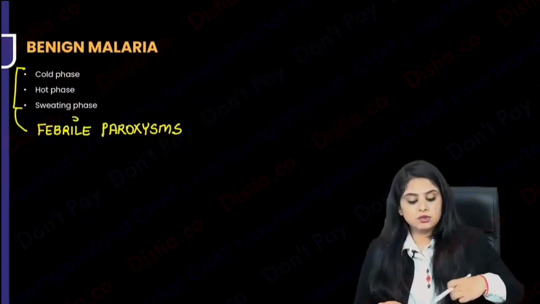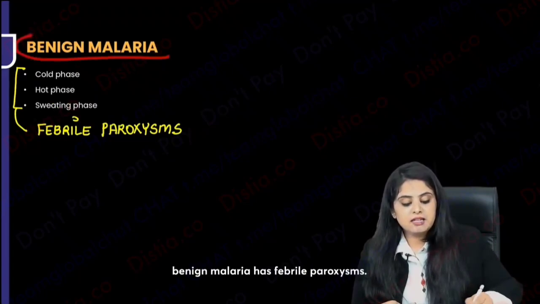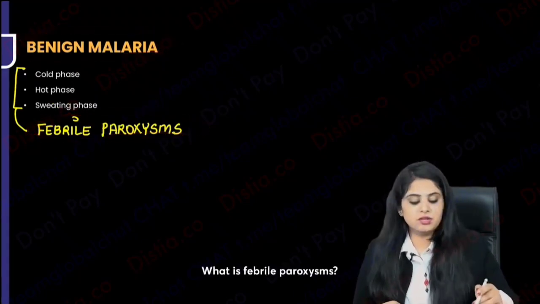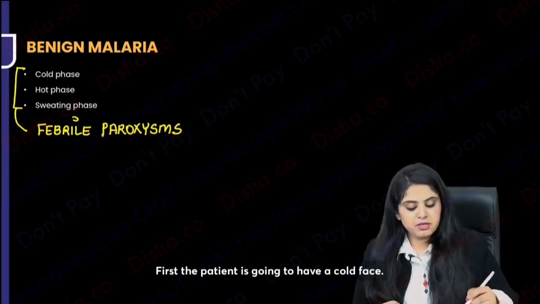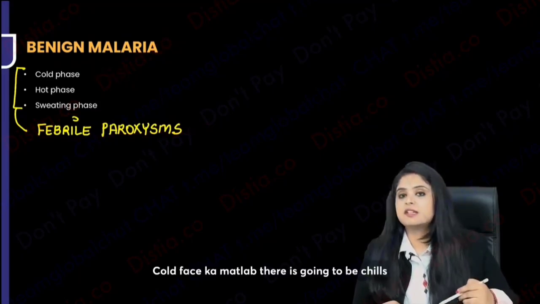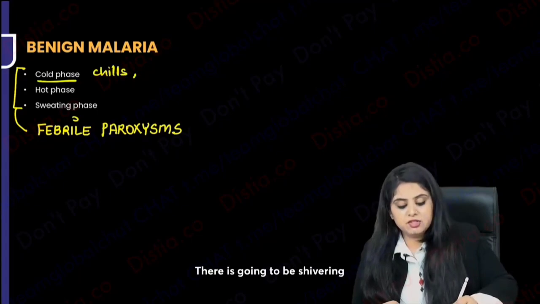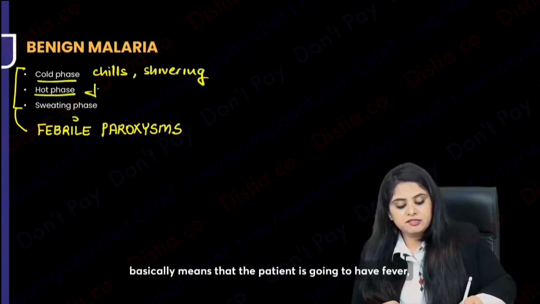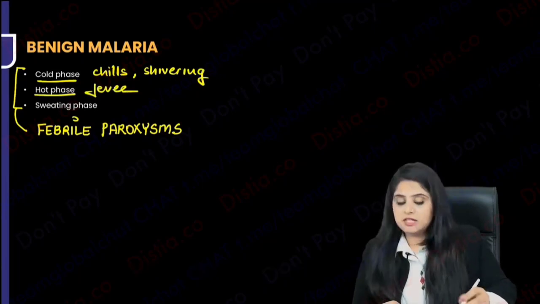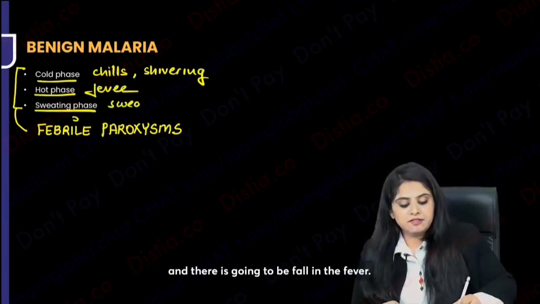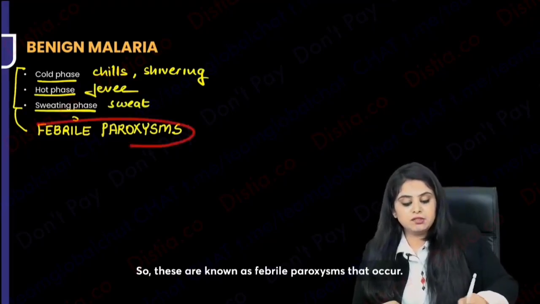Now we move on to the clinical features finally of malaria. Then the diagnosis. So clinical features include benign malaria has febrile paroxysms. I think you know this from day-to-day life. What is febrile paroxysms? First, the patient is going to have a cold phase. Cold phase means there are going to be chills and shivering that the patient is going to have. Along with that, there is a hot phase. Basically, the patient is going to have fever, and then the patient is going to sweat it out, and there is going to be a fall in the fever. So these are known as febrile paroxysms.